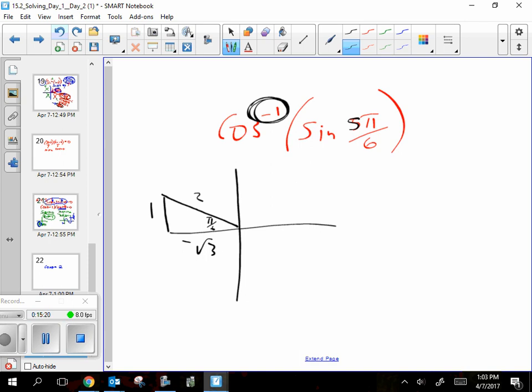Okay. Here's another way to think of it. What is the sine of 5 pi over 6? Sine is opposite over hypotenuse, right? And so here's opposite, here's hypotenuse, so it's 1/2. So then the new problem becomes inverse cosine of 1/2.